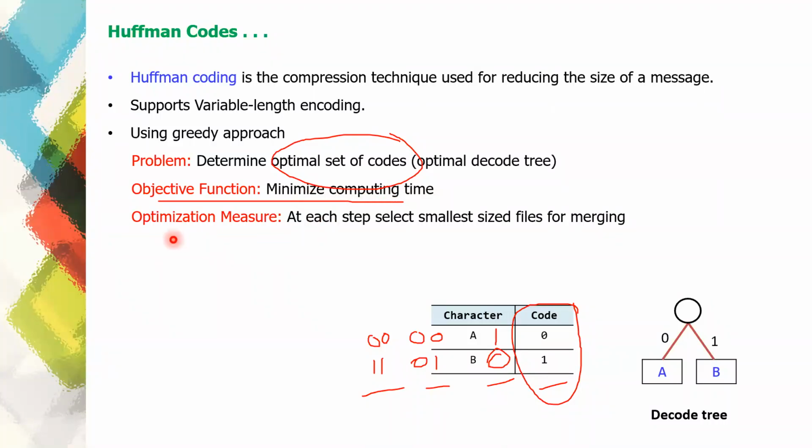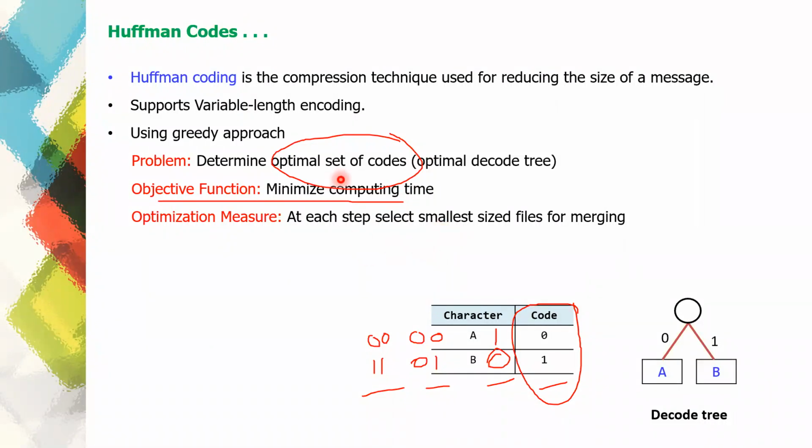Now, what is the selection procedure? At each step, you are going to select the smallest sized files for merging. So this Huffman coding is based on optimal merge patterns. That is why we are studying these two topics in sequence. First, I have presented you with optimal merge pattern. Now we are studying Huffman codes. Huffman codes are based upon the optimal merge patterns concept. So whatever concept that we have applied in optimal merge patterns, the same you'll apply it here to generate Huffman codes.